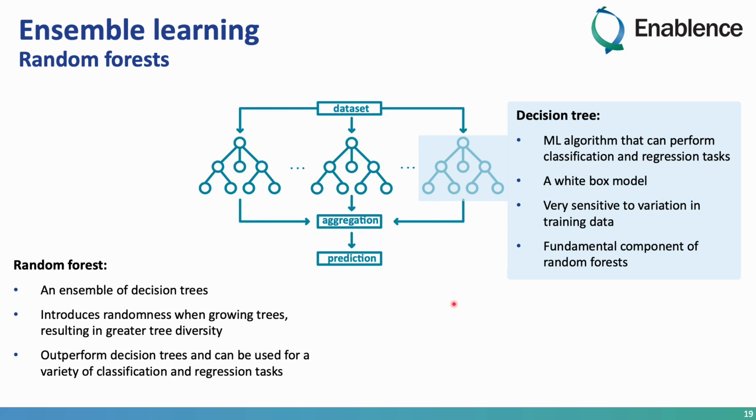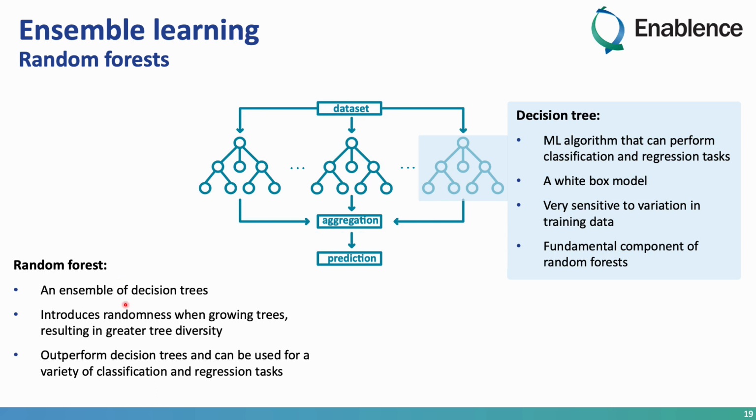Now, a decision tree is a machine learning algorithm that can perform both classification and regression tasks. It's a white box model, meaning that it's intuitive and its decisions are easy to interpret. But the problem with decision trees is that they tend to be very sensitive to variations in the training data. However, decision trees can act as very effective fundamental components of random forests. Now, a random forest, as you might have guessed, is an ensemble of decision trees.